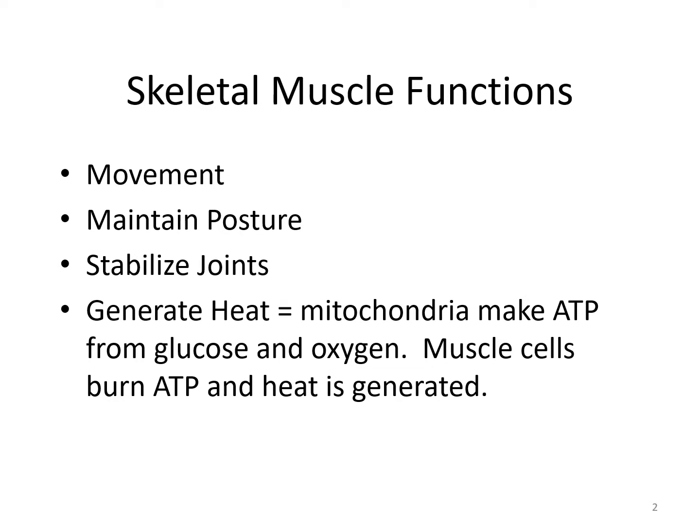And we will first talk about the four major functions of skeletal muscle. We know that skeletal muscle provides movement in conjunction with moving our bones. Muscles also help us to maintain posture against gravity. They help us to stabilize our joints. And very importantly here, they help us maintain a body temperature by generating heat. We know that mitochondria make ATP from glucose and oxygen, and when that ATP is used, we can actually generate heat. So there is an involvement here in thermoregulation.